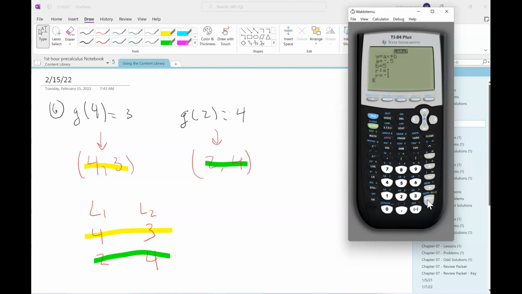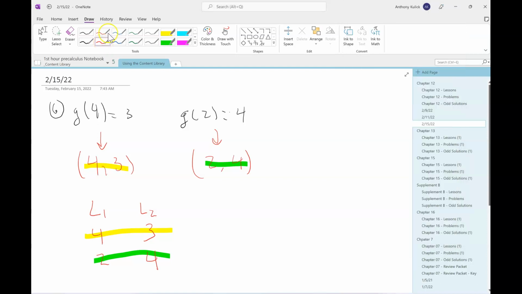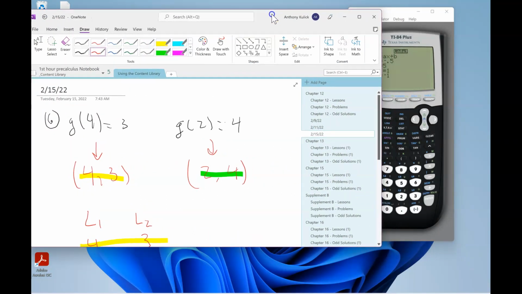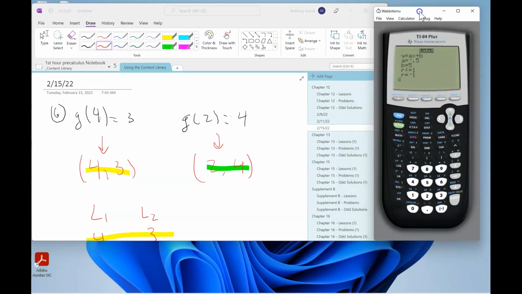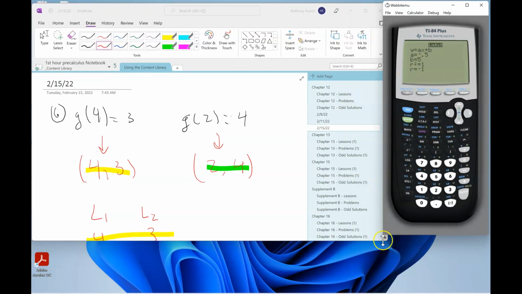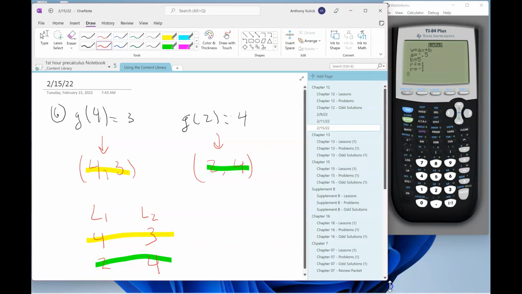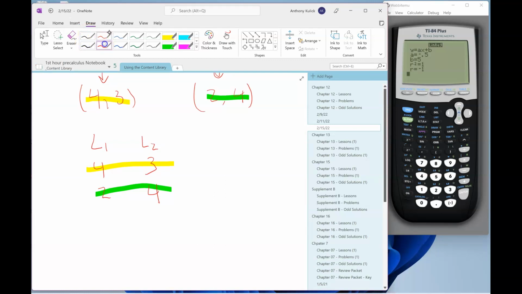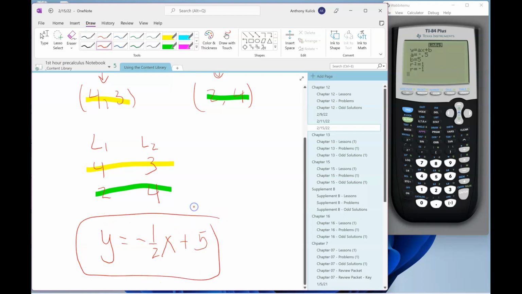And there's my answer. Notice that the R value is exactly 1, or negative 1. I lost my calculator there. Negative 1 because there's actually a line that passes through these points. So we just say y equals negative 1/2, or you could write it as negative 0.5, x plus 5. And I'm done. The calculator did all the heavy lifting for me there.